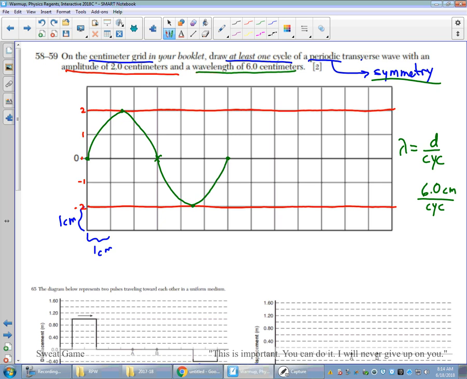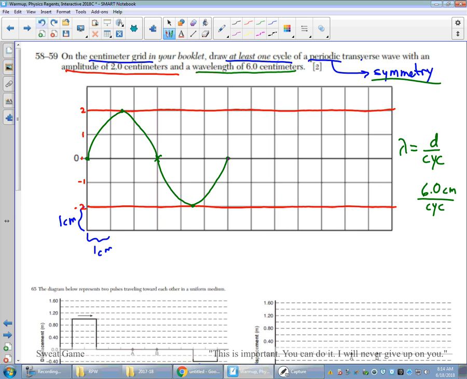2 out of 2. If you want to draw a second wave, notice you don't have to. But if you want to, you better measure it out. Because if your first wave is good and your second wave does this, you're like, oh, I know what to do now. Yeah, I got it. Yeah, there it is. Guess what? You missed and you didn't even realize it. Miss, no credit.